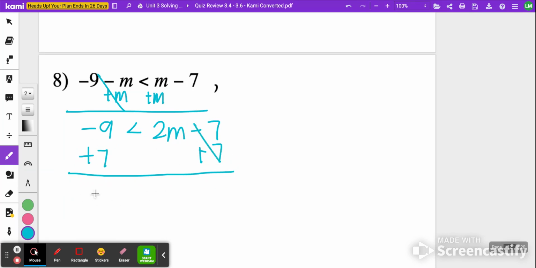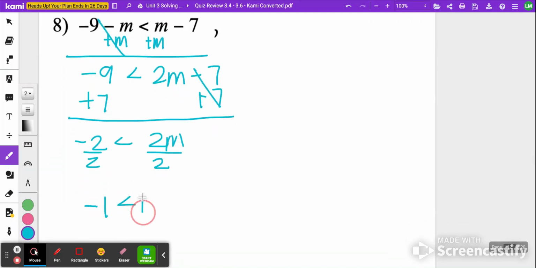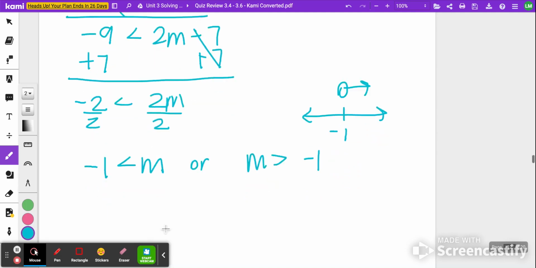When I do that, I get negative 2 is less than 2m. Dividing both sides by 2, I get negative 1 is less than m, or m is greater than negative 1. On the number line, that should be an open circle pointing right.